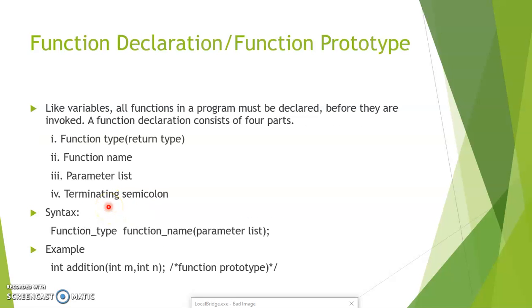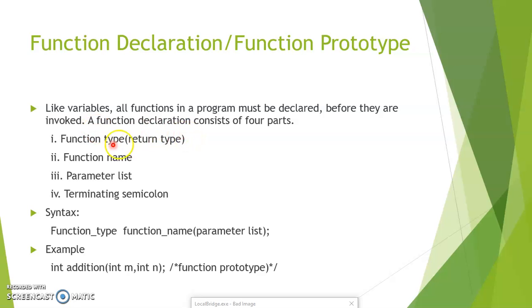Next is your function declaration, the function prototype. Function declaration is also known as function prototype. Like variables, all functions in a program must be declared before they are invoked, right? You can't use any variable directly. You have to declare a variable before use. In the same way, you have to declare a function before main. This is for the compiler. If you don't declare this function before main, the compiler will throw an error.